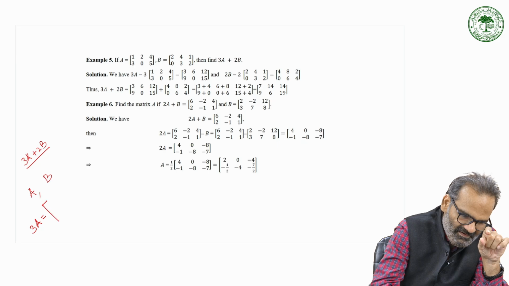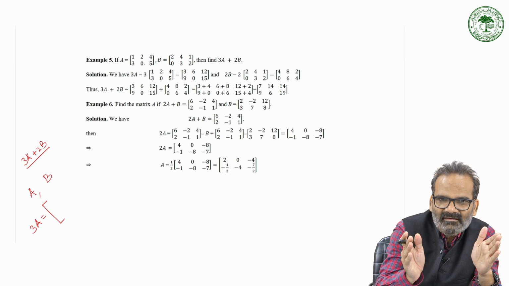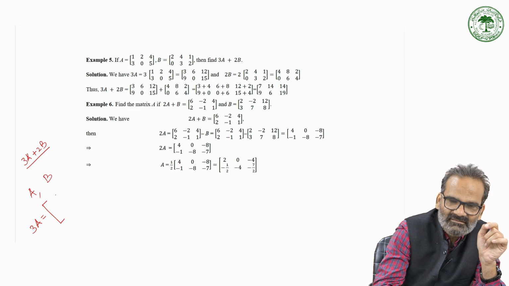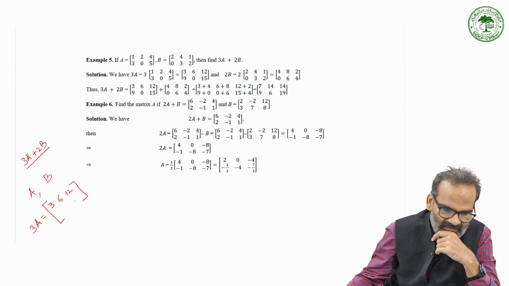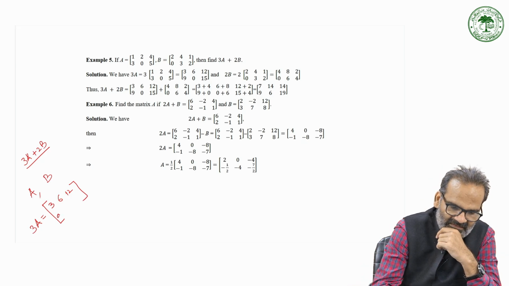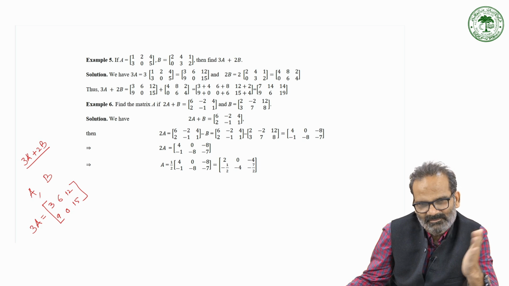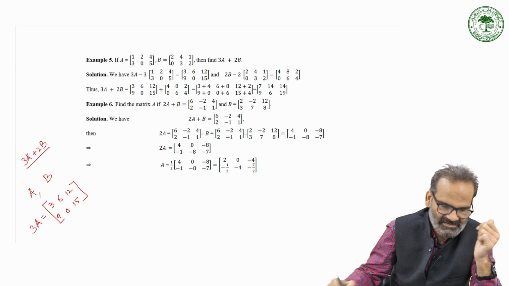See, what is A? A is this, multiply all the elements of A with 3. So what will you get? That is 3 1 is 3, 3 2 is 6, 3 4 is 12, right? This is the first row. Second row is what? 3 3 is 9, 3 0 is 0, 5 3 is 15. This is 3A, right? Simply multiply all the elements of the matrix A with 3, you will get 3A.